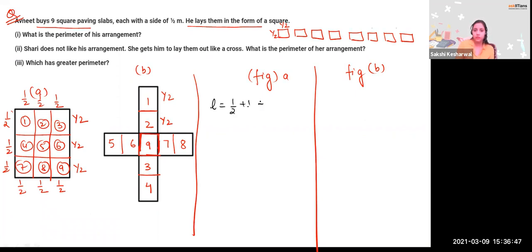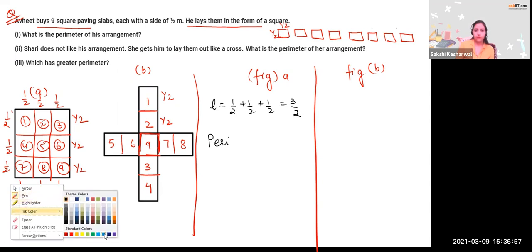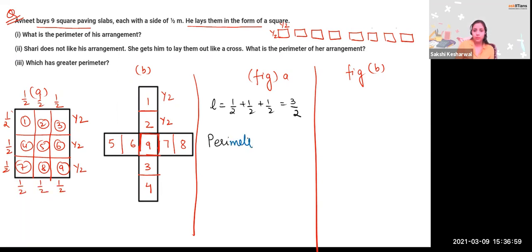Half plus half plus half, right? So it is equal to 3 by 2, right? So perimeter is equal to what, beta? 4 times the side, right or not? So this is your side. So this is equal to 4 into 3 by 2, and you just cancel this 2 and 2, which is equal to 6. It says meter, right? It's meter. Now let's talk about this side.